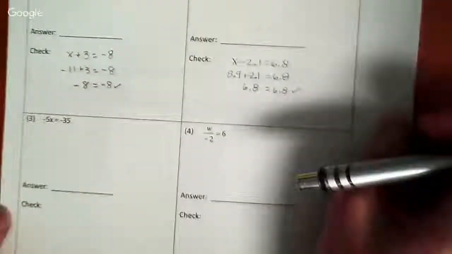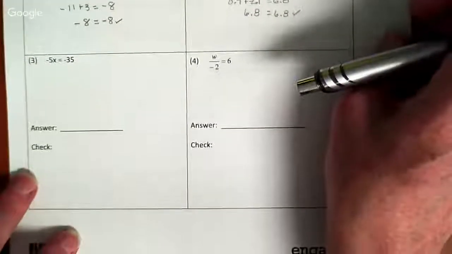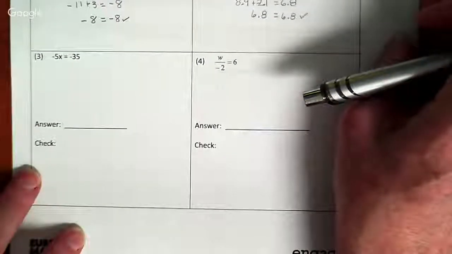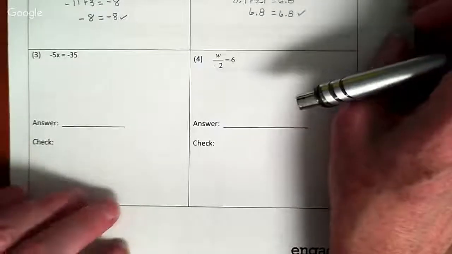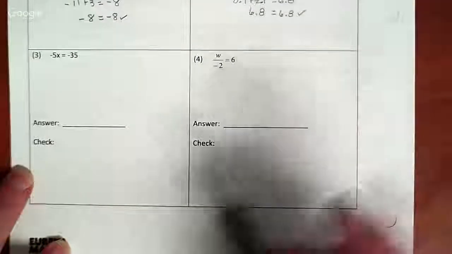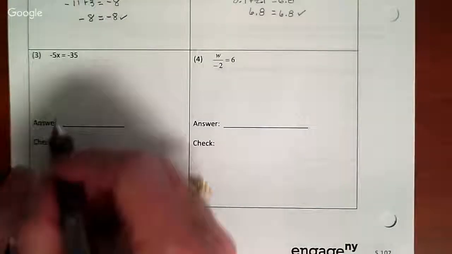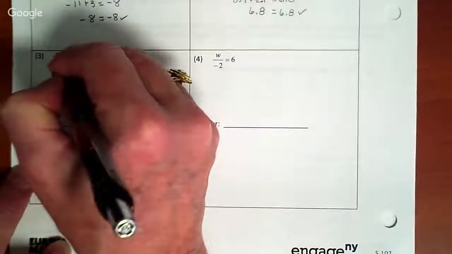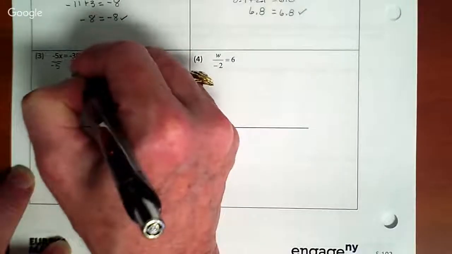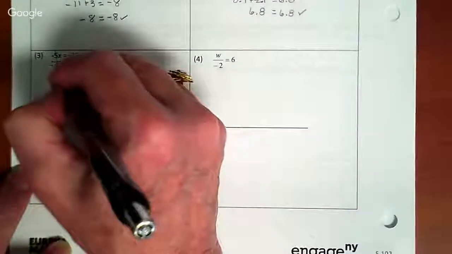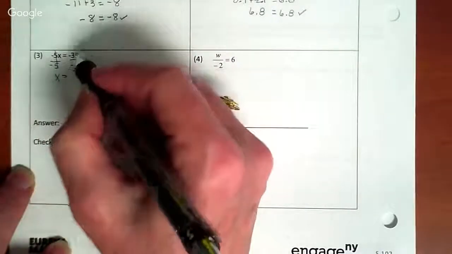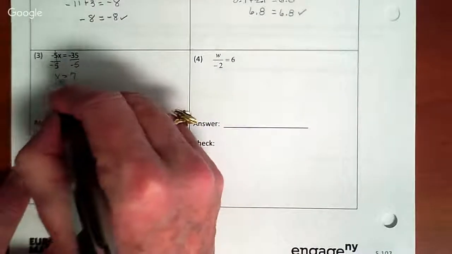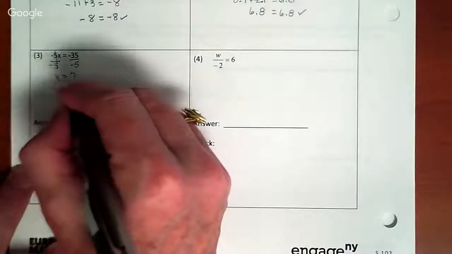Next two questions. Our multiplication and division problem. We have negative 5x equals negative 35. Remember, the inverse operation of multiplication is division. So we're going to divide both sides by negative 5. This side simplifies to 1x, or just x, equals negative 35 divided by negative 5 is 7. So the answer here is x equals 7.